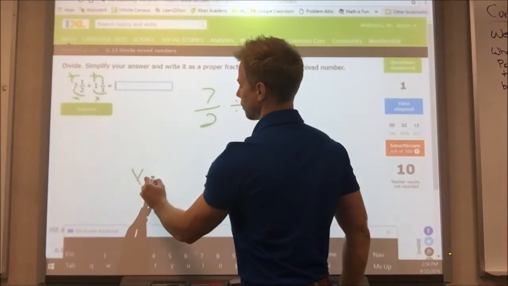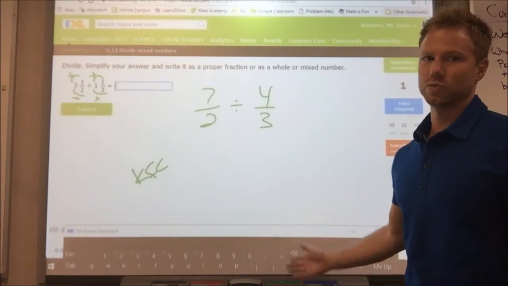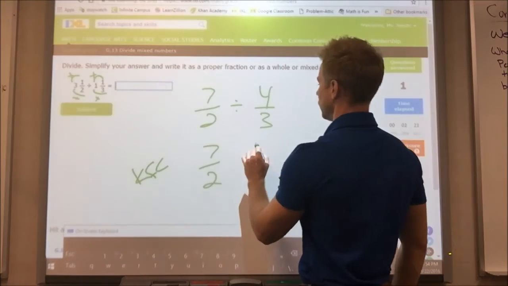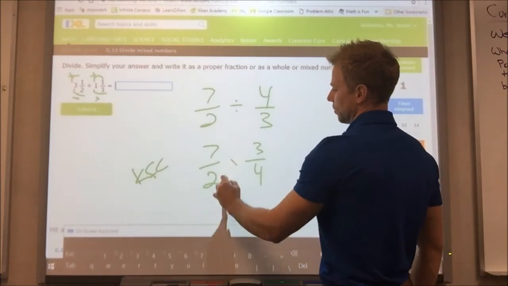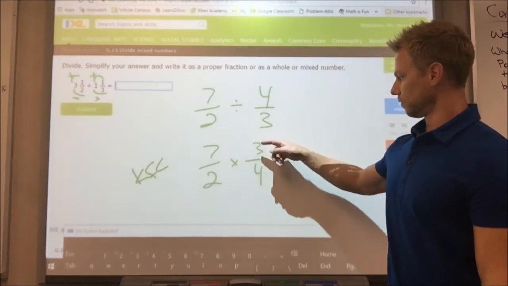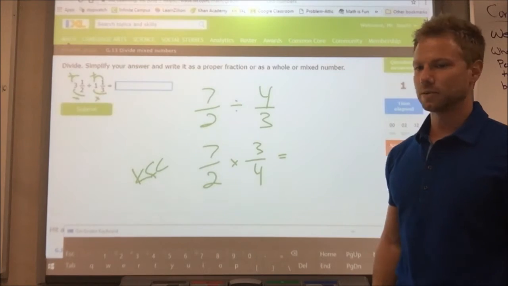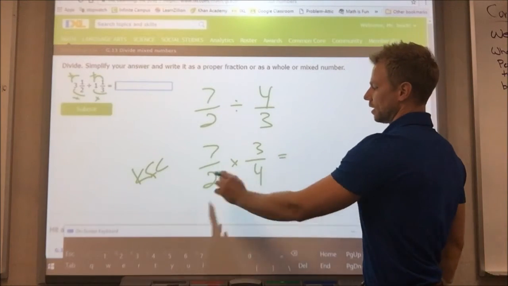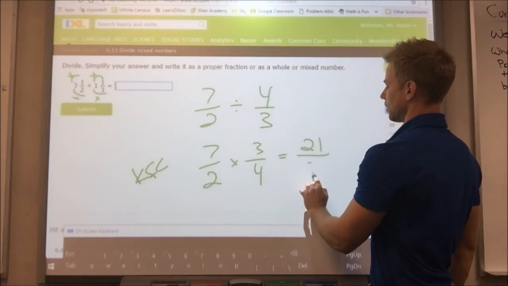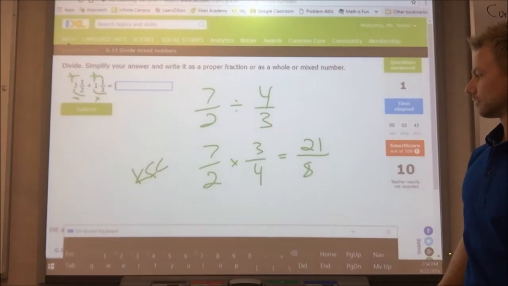Okay, I'm going to KFC once more. Nice thing about multiplying and dividing is we don't need a common denominator. We keep the first fraction, we flip the second one, and we change it from division to multiplication. Then I look and see if there's anything I can cross cancel, or any fractions that I can simplify. There's not anything, so I just multiply across. 7 times 3 is 21. 2 times 4 is 8. I get 21 over 8.